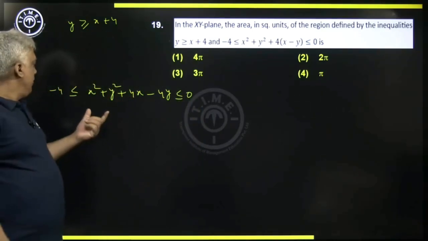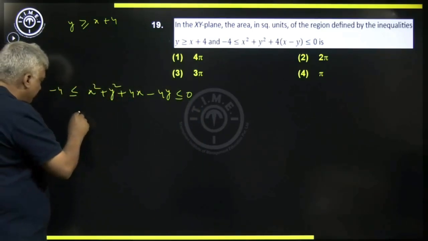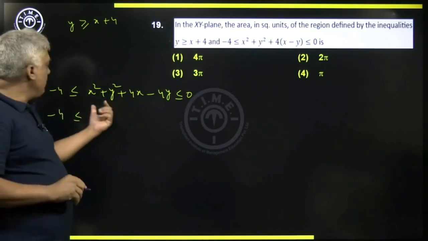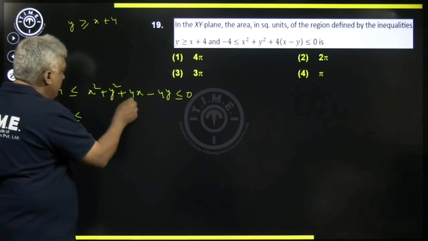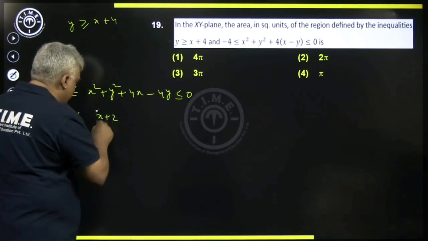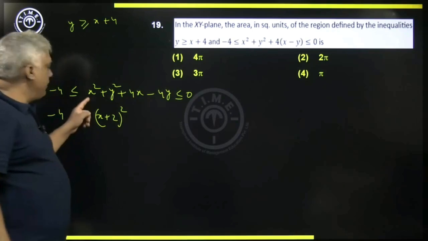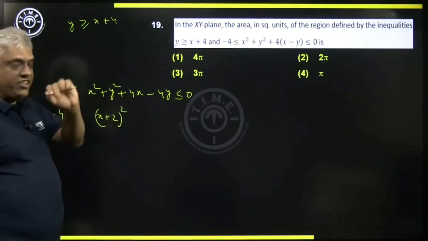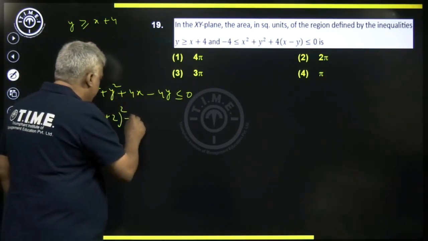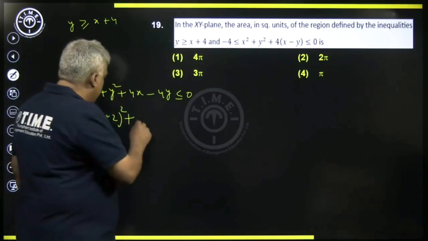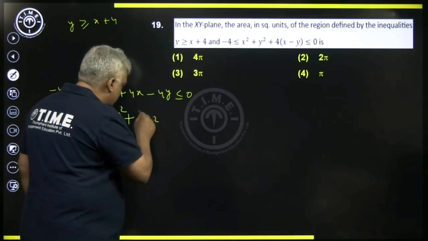Now here we can write it as minus 4 less than or equal to this expression. Let us make it a whole square. x square plus 4x, we can write as x plus 2 the whole square. We will need x square plus 4x plus 4, so we have taken 4 extra. And y square minus 4y, I can write as y minus 2 whole square.